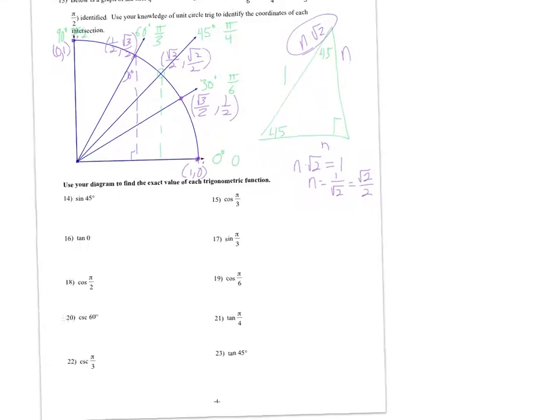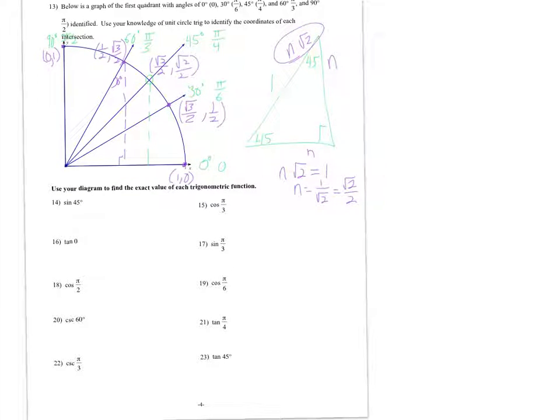For the bottom part of this page, we're going to use our knowledge of trig and our knowledge of what we just did with unit circle trig to get these values for 14 through 23. For example, we know that sine of theta is going to be the y-coordinate divided by the radius. The radius here is always going to be 1, so the sine is just the y value. For 45 degrees, we've got the coordinate root 2 over 2, comma, root 2 over 2. The y-coordinate is the square root of 2 over 2, so sine of 45 is the square root of 2 over 2.